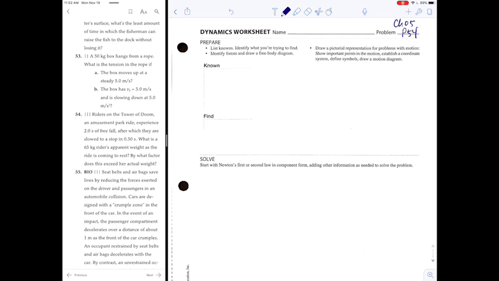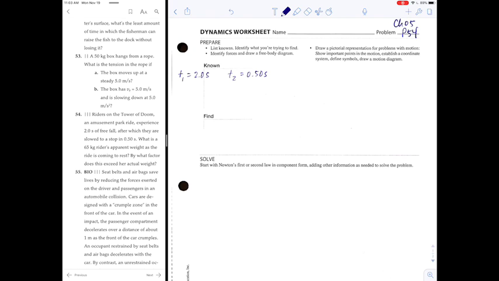Riders on the Tower of Doom, an amusement park ride, experience 2 seconds of free fall, after which they are slowed to a stop in half a second. What is the 65 kilogram rider's apparent weight as the ride is coming to rest? By what factor does this exceed her actual weight? All right, so we've got 2 different time intervals. We've got time interval 1, which is 2 seconds, and time interval 2, which is half a second.